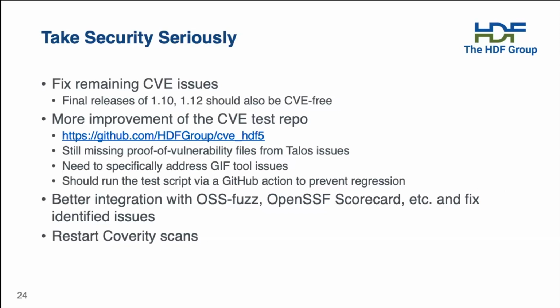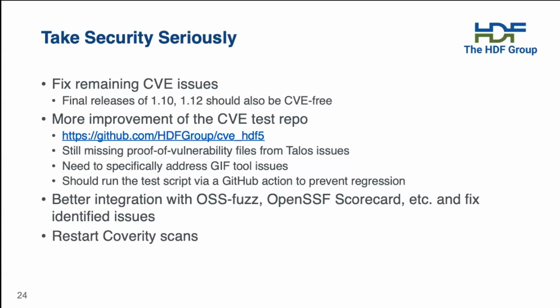But yeah, and then we need to specifically address the GIF tool issues, and it is pronounced GIF. And so there are these tools that you can use to convert HDF5 files to GIF files and vice versa. And there were some CVE issues filed against those. They're very old tools, not very commonly used anymore. Use GIF files, it's 2023. But we still have them in the library. And so our fix for that was to disable them by default. So they still exist. We should fix the issues. But again, they're from Talos. I don't have proof of concept files.